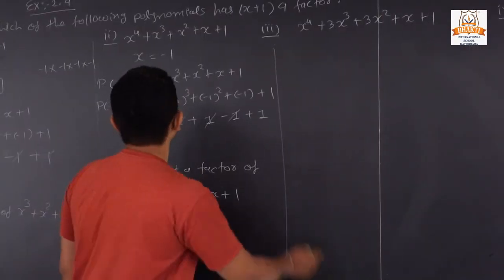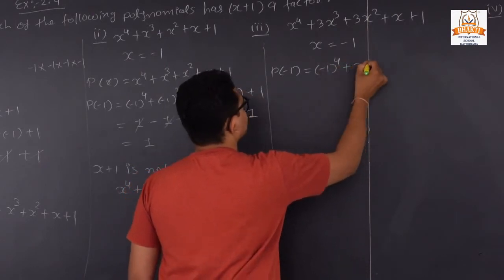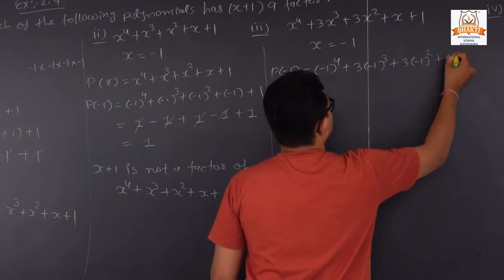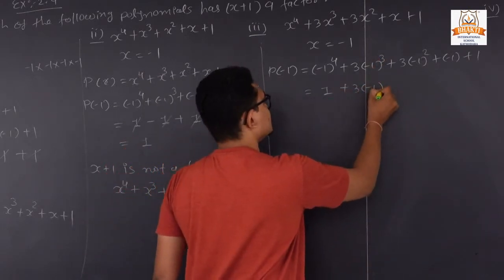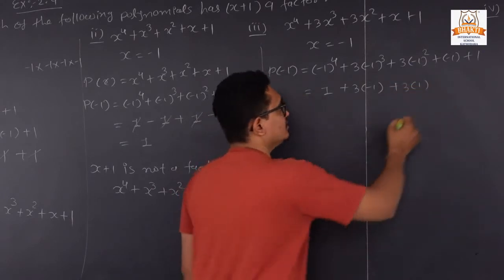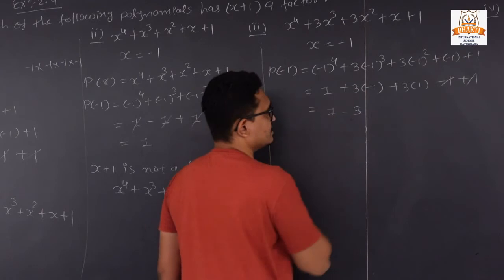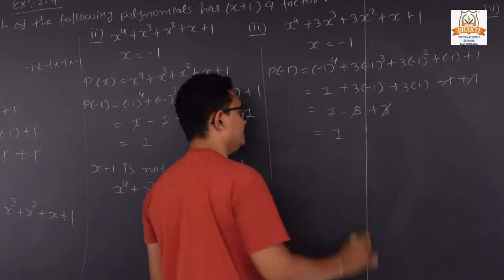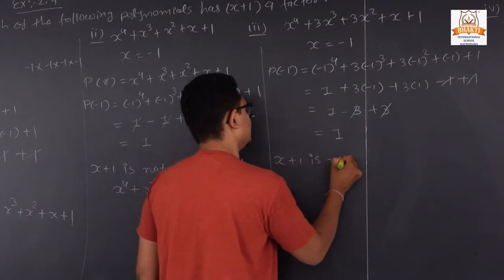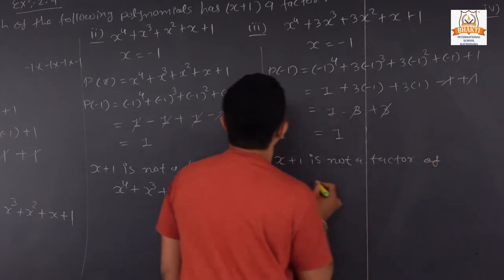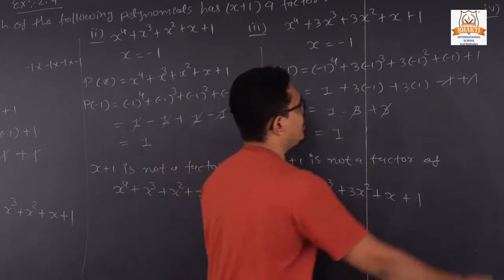Now next, question 3. Once again we take x equal to minus 1. Now we will put x equal to minus 1 in our polynomial. So minus 1 raised to 4 will be plus 1. Minus 1 raised to cube will be minus 1. Minus 1 square will be plus 1. Plus minus minus, so these both are cut. So here 3 ones are 3, but minus 3 plus 3, so these both are cut. Once again, what is our answer right now? It is 1. So what can we write here? x plus 1 is not a factor of x raised to 4 plus 3x cube plus 3x square plus x plus 1. Now the last one.